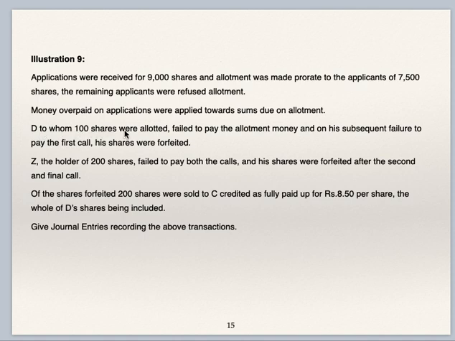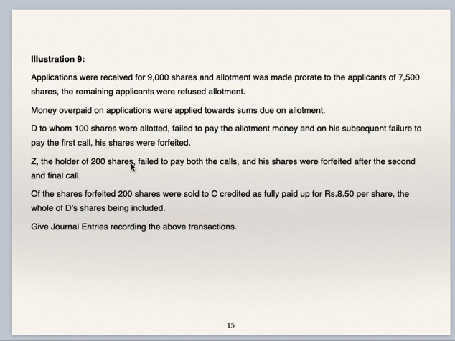D, to whom 100 shares were allotted, failed to pay allotment money, and on his subsequent failure to pay first call, his shares were forfeited. So D has failed to pay allotment money as well as first call money, and after first call his shares were forfeited.